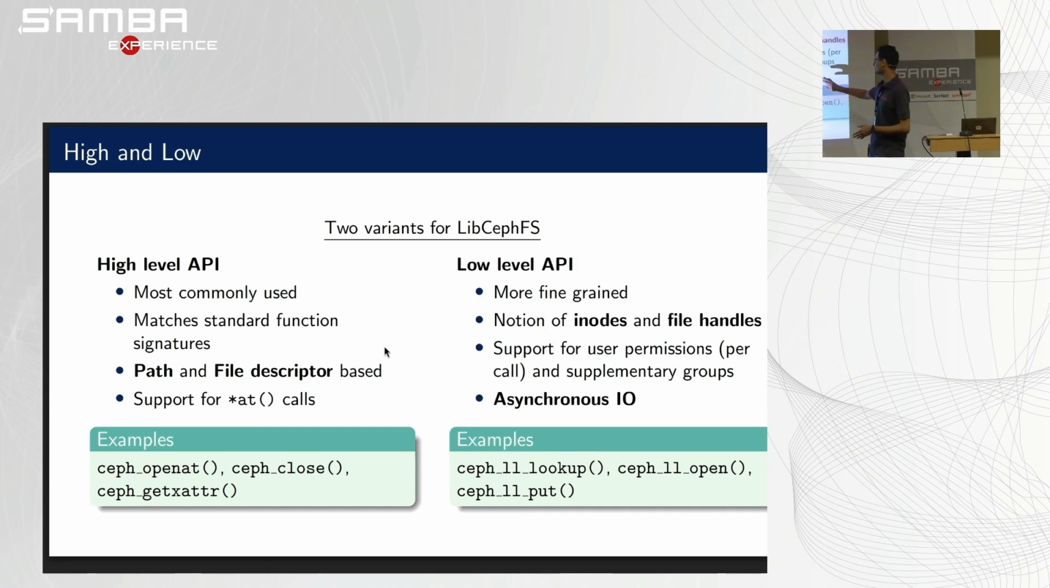And not to forget that we have support for asynchronous I/O. In the high-level API, the support is not there. The low-level API implements APIs for asynchronous I/O. You can see some examples where it is explicitly marked LL, for low-level API: ceph_ll_lookup, ceph_ll_open, ceph_ll_put. These are the semantics that we use when we deal with inodes. We get an inode, put an inode, and so on.